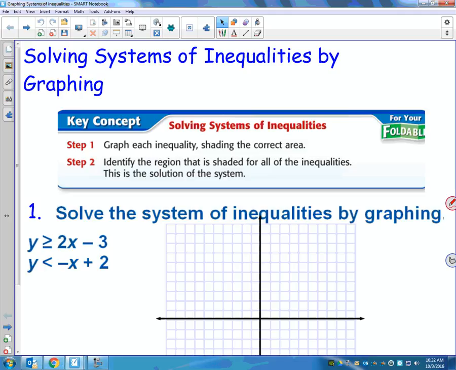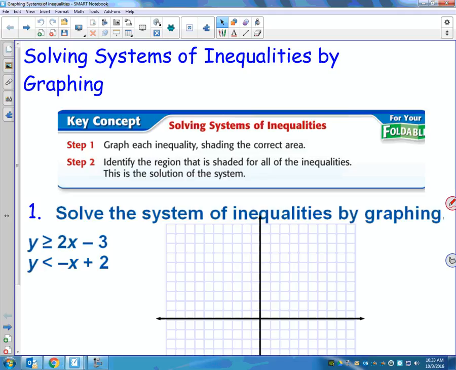Well, think about a system of inequalities. It's not going to just be shading both of them, but where the shading overlaps, because we're trying to say what's true for both of them. So this is where, especially if you are an ink pen user, you need to be really careful, because otherwise your graph might just end up looking like a big scribbled mess. Step 1: graph each inequality, shading the correct area. Step 2: identify the region that's shaded for all the inequalities, the overlap of the shading.